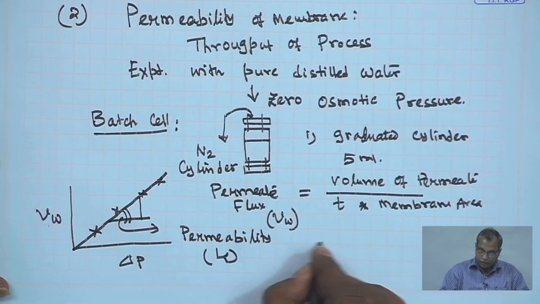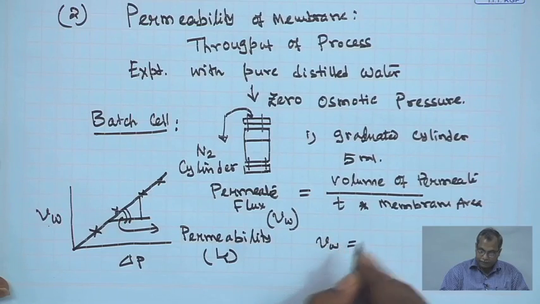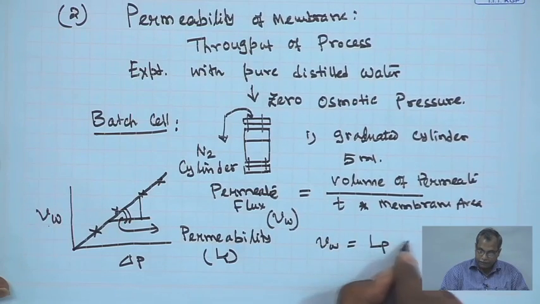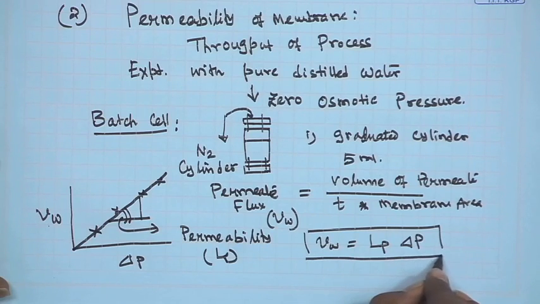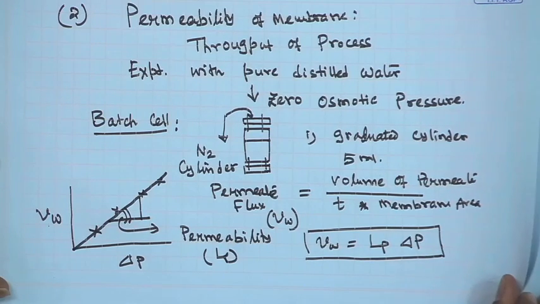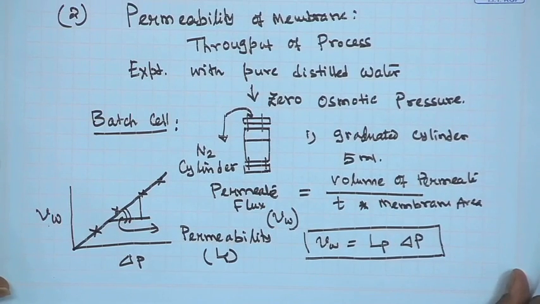So, therefore, the flux relationship is linear: flux is Lp times delta P. The proportionality constant is permeability. So, let us look into what the unit of permeability is.